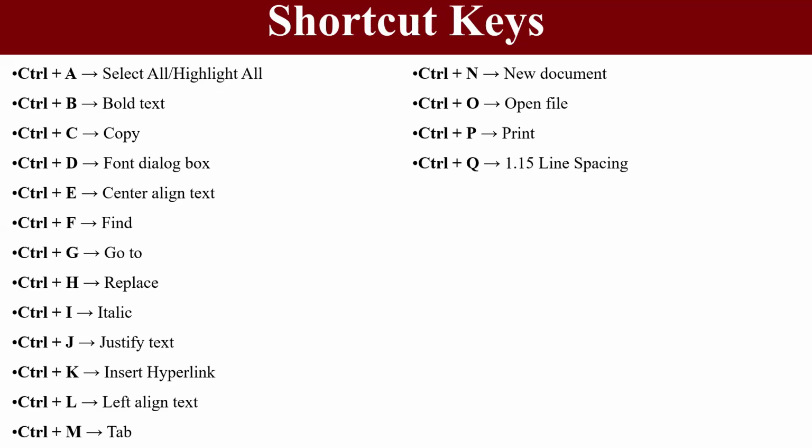Then Control Q stands for 1.15 line spacing. Like the spacing between paragraph and paragraph, the space that you want. You can highlight the text, then you click Control Q. It will give you 1.15 line spacing between paragraph and paragraph.